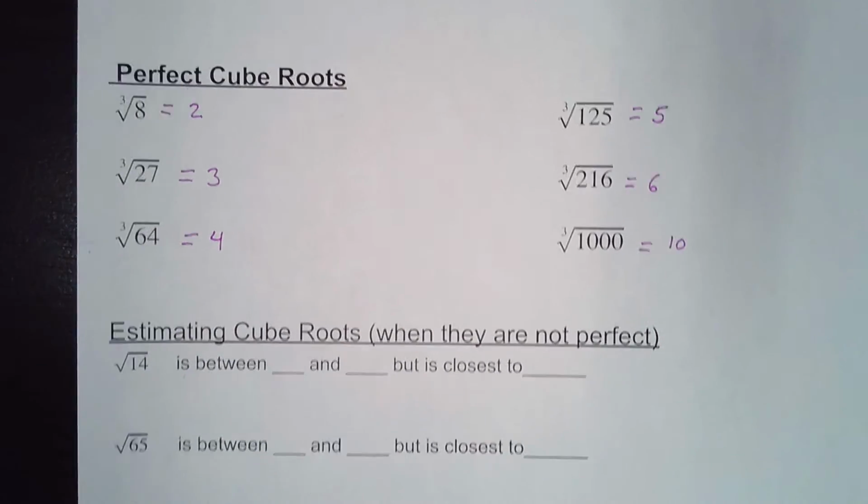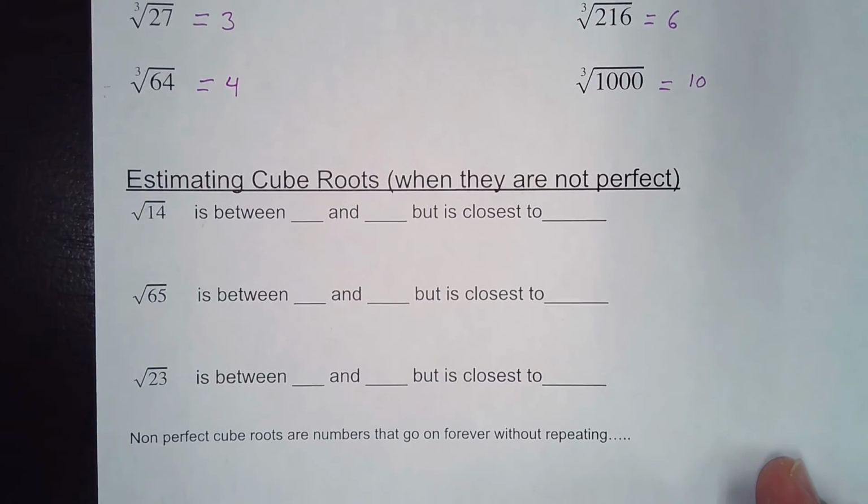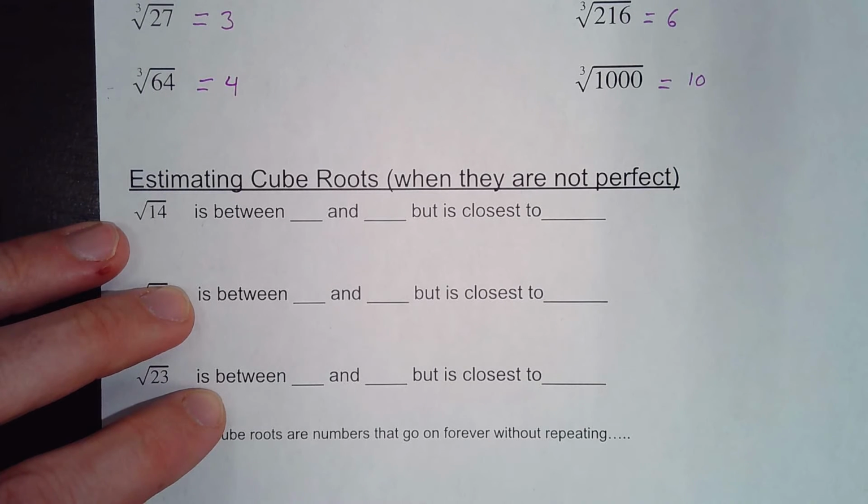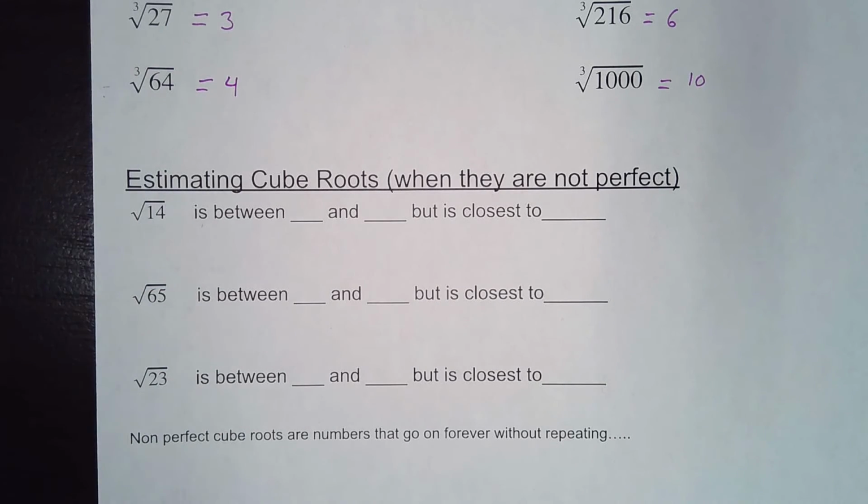All right, now we'll move down here and we're going to be estimating cube roots to the nearest whole number when they are not perfect roots. This goes just like our square root process. If you didn't watch that video, it might be helpful to watch it before you do this one, but it's not necessary.